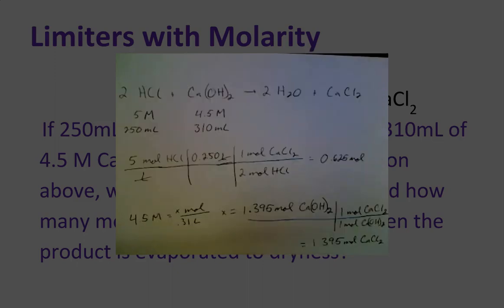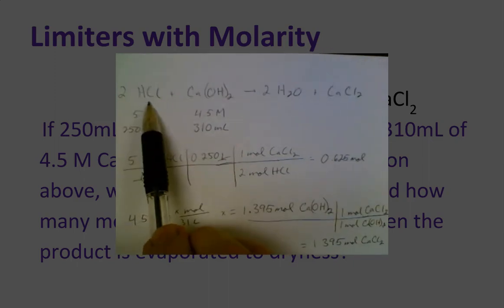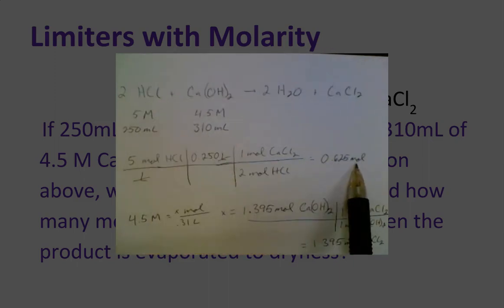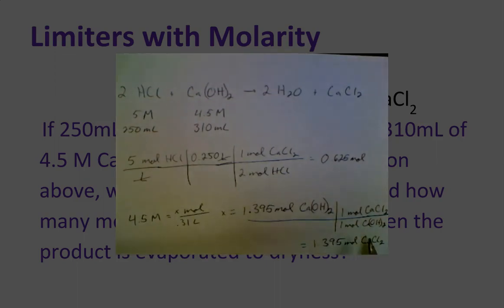Now this is a limiting reactants problem, so we have 2 answers, and we're going to take the smaller of the two, because when we run out of HCl after we make 0.625 moles, we don't have enough HCl to make this many moles of calcium chloride.